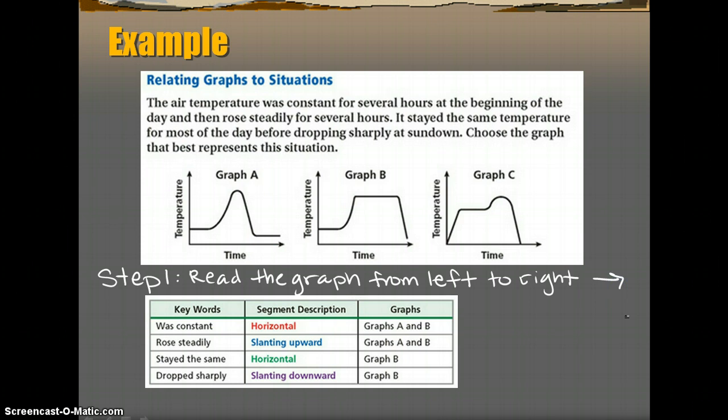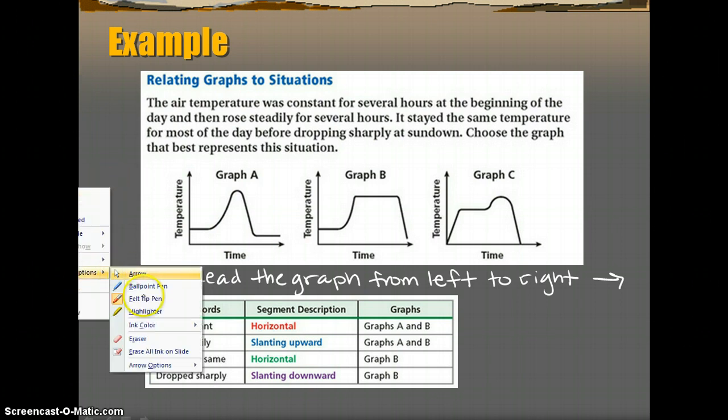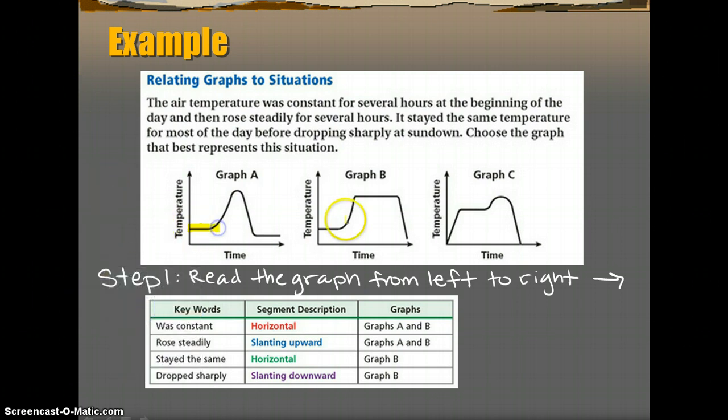Next, we have a little chart here to help you out so you can make the connections between all of the graphs. So was constant would be a horizontal line that just continuously moves from left to right. Graphs A and B both have representations of that at the beginning. So from here to here, and then from here to here, it's currently constant.